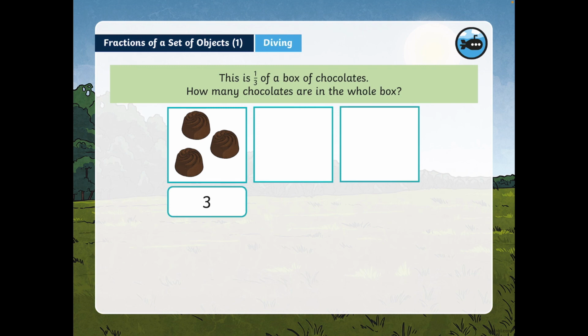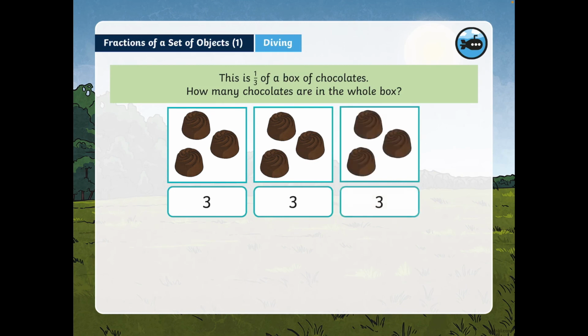I'm doing the inverse this time. So before I had to divide, so now I must need to multiply. Well done, Year 4, that's right. Here's another 1/3, and here's another 1/3. Now I have 3/3. I have my whole box of chocolates.